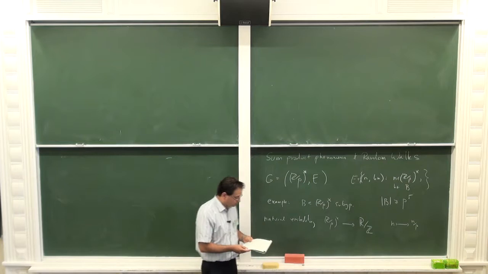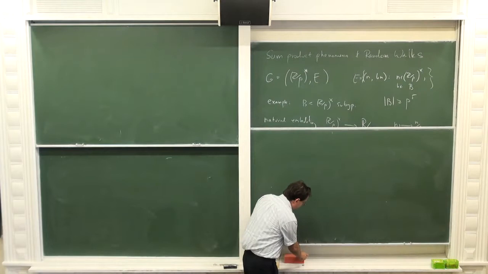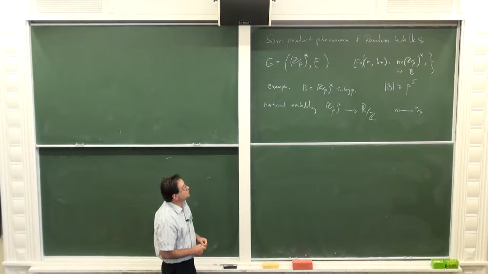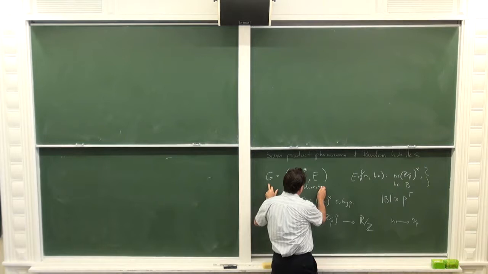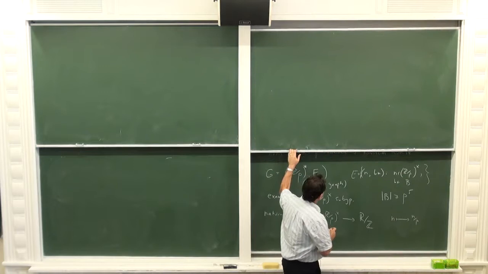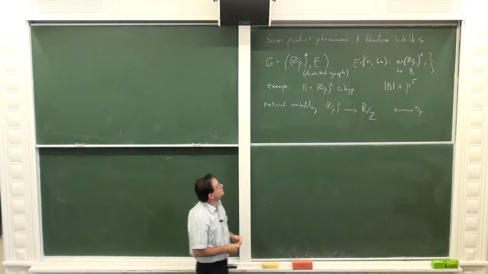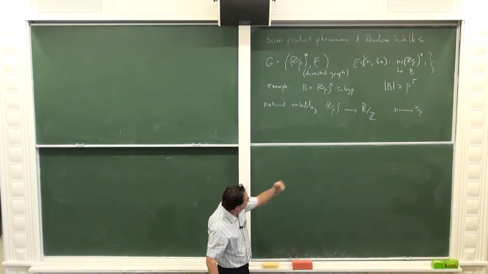Now, once you have a graph, you could take the random walk on the graph, just a simple random walk. For me, B is not necessarily closed under inverse, so this is a directed graph. For all it's worth, I can take the random walk by starting from a point, then applying a random element of B, then applying another random element of B.